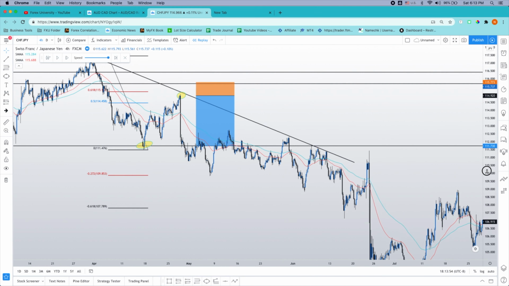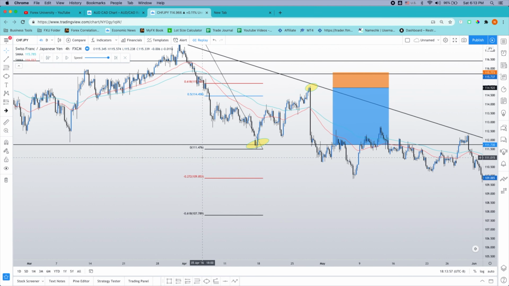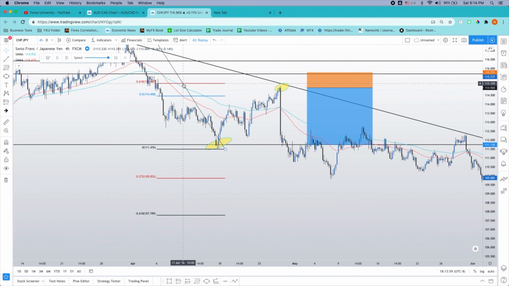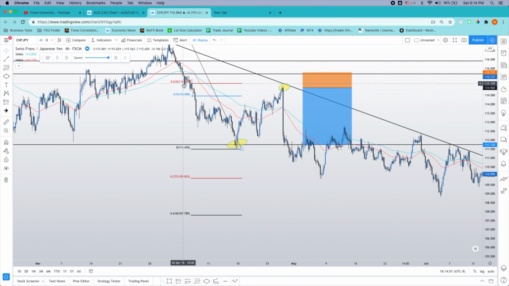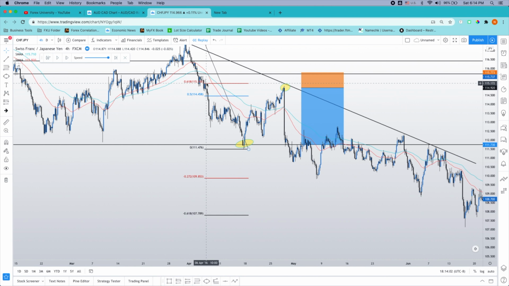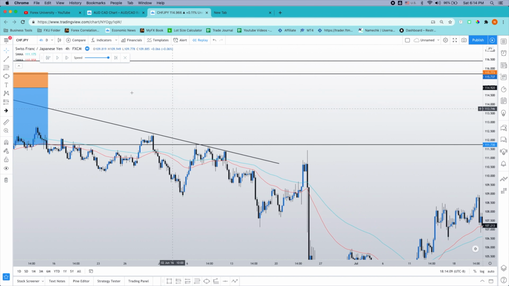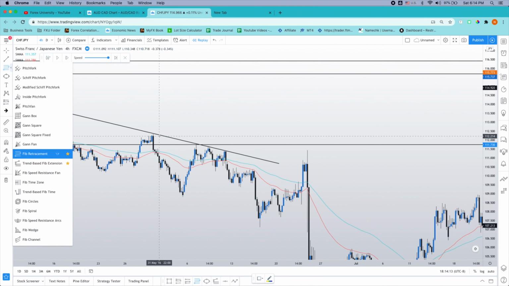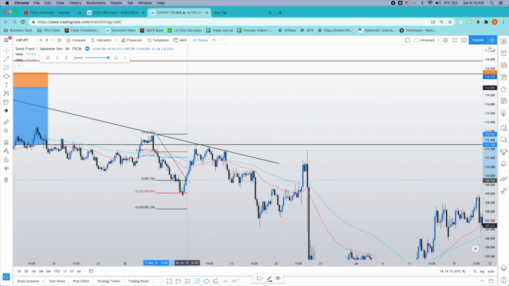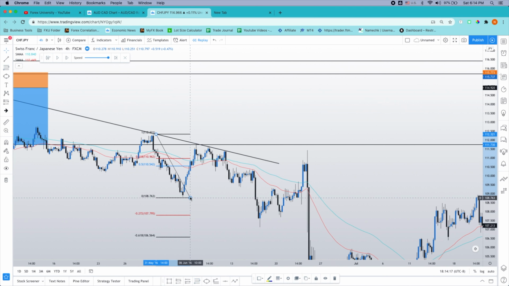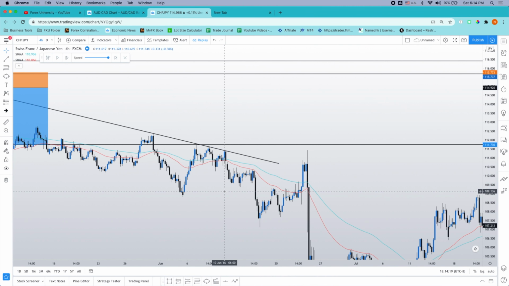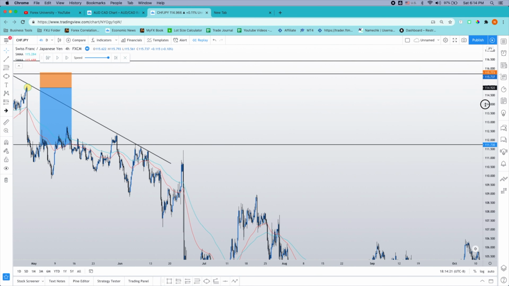So let me kind of just expand on this a little bit. This tool right here is really simple to use. If you're in a downtrend, you take it from swing high to swing low. And if you're in an uptrend, you take it from swing low to swing high. So you just tap on the fib, and then you go from here to here. You look for the retracement, and then boom. You look for your opportunities to get into a trade, okay?